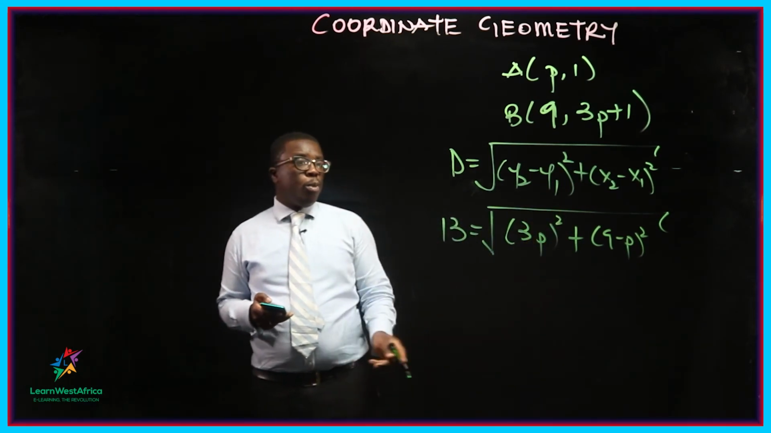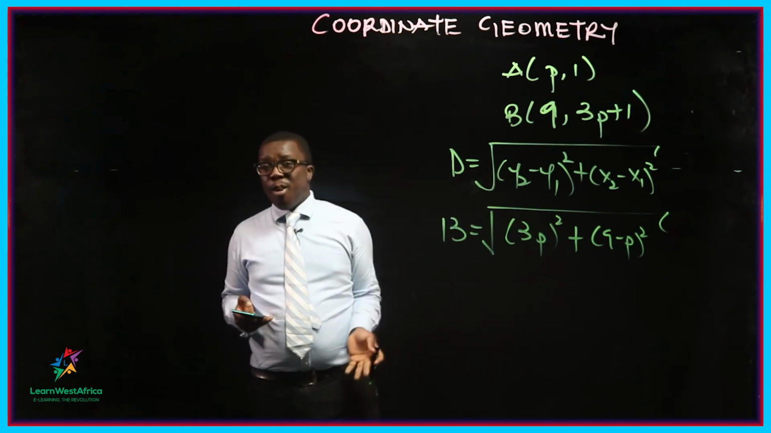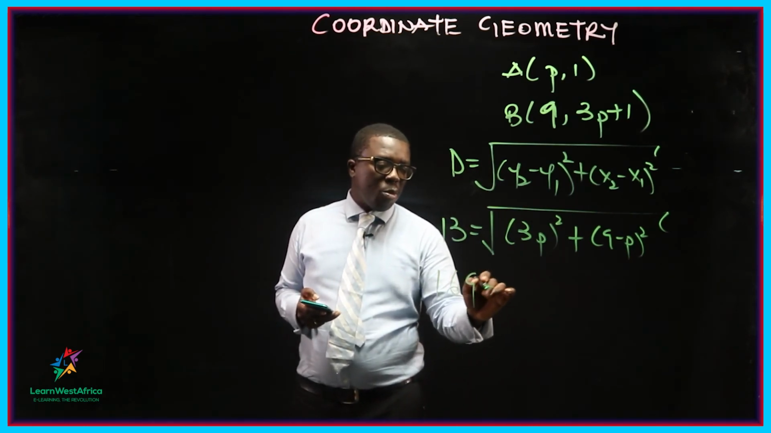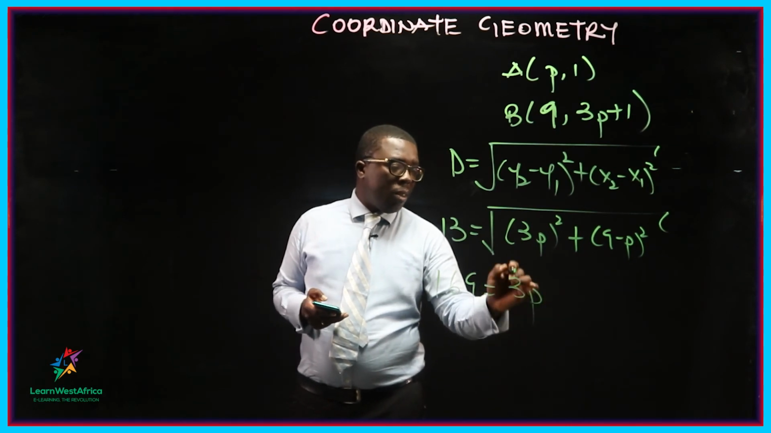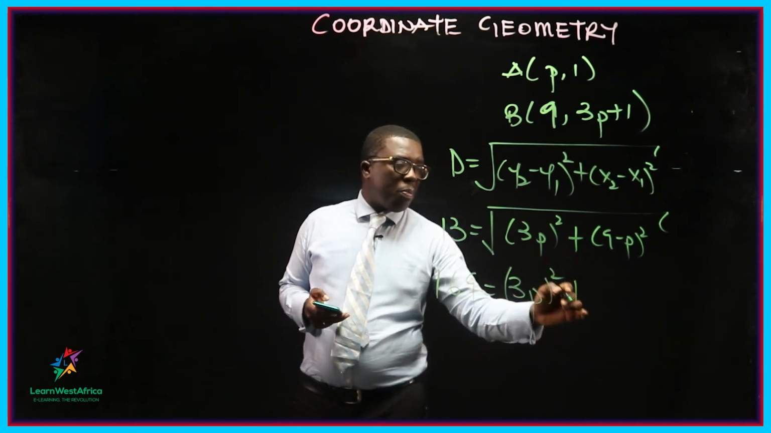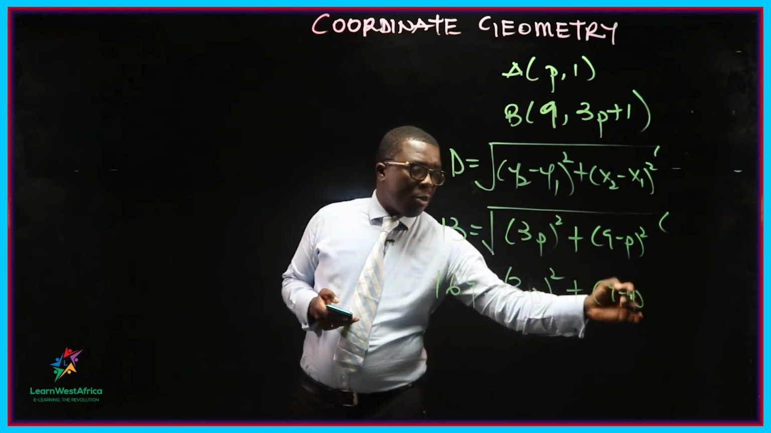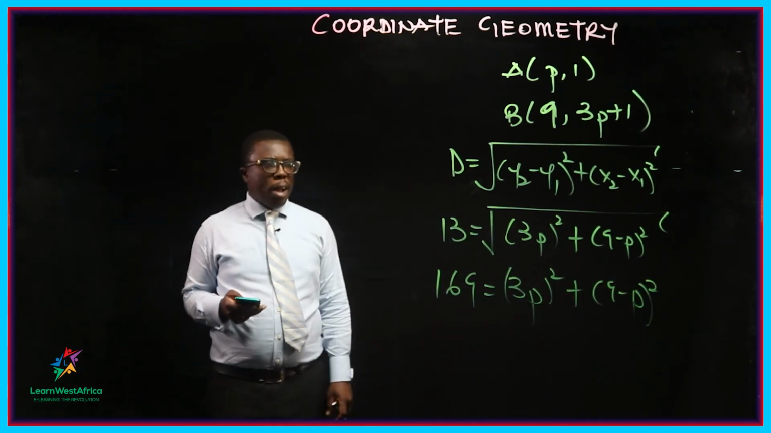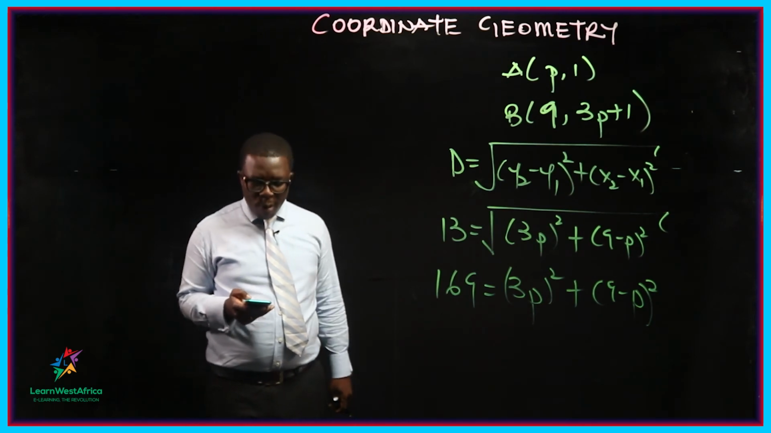What do you do? You just square, obviously, to take away the root. And you're going to get 169, which is 13 squared, is equal to 3p all squared plus 9 minus p all squared. Okay, so this is a bit of algebra. Simplify a bit of algebra.